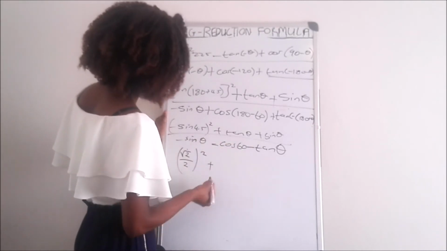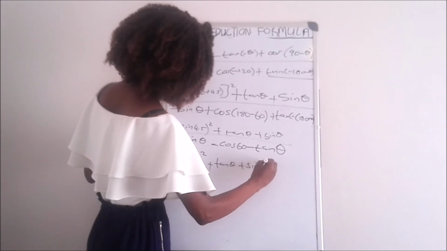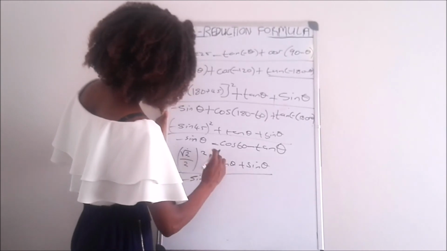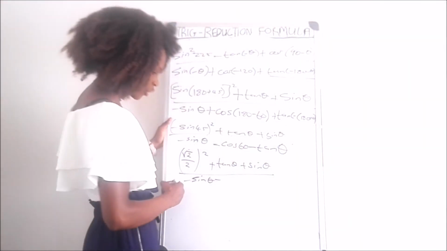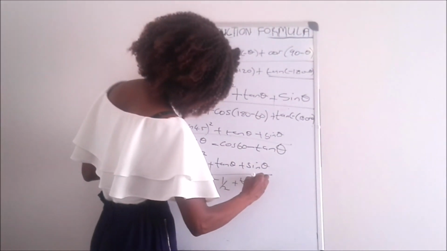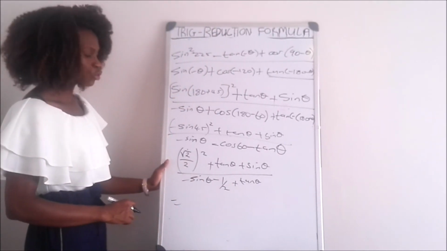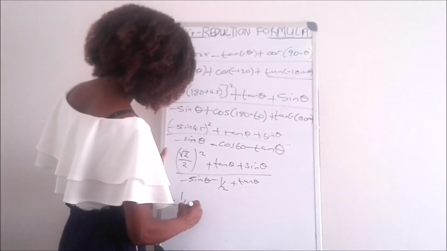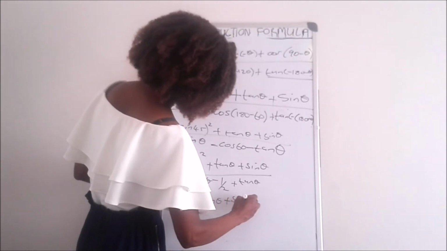Then plus sine of theta there. Then here we're going to have minus theta, and according to special angles, minus cos 60 is equal to minus 1 over 2 plus tan theta. Alright, then this one, which is root 2 over 2 squared, will be the same as 2 over 4, which is also 1 over 2. Then here we're going to have 1 over 2 plus tan theta plus sine theta.